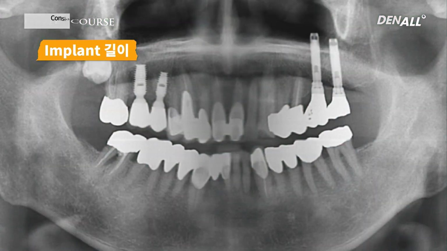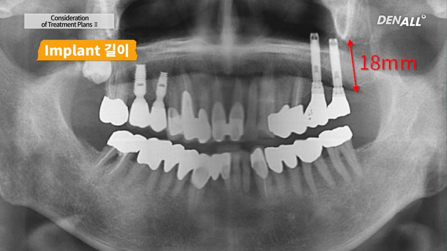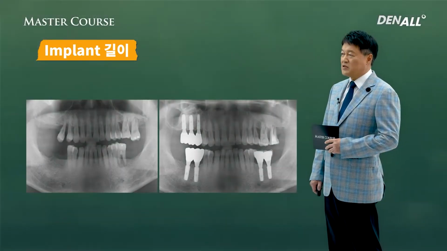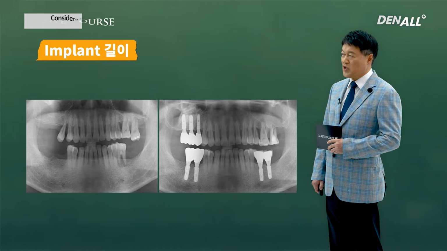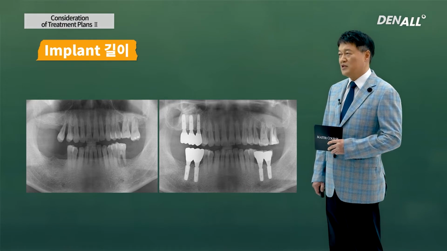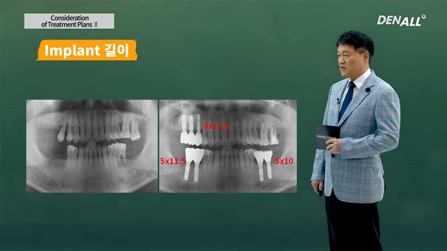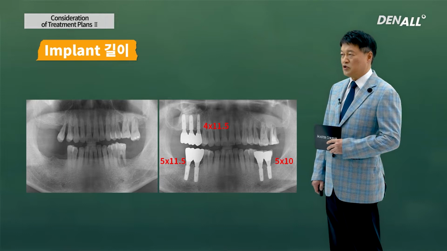That would be ideal. In the past, Branemark had moisture in them. So long implant was placed for good initial stability, almost 18 millimeters. However, this is unnecessary. If there's enough bone, as you can see, if there's sufficient bone with sinus graft, 10 millimeter or 11.5 millimeter implant should be placed.